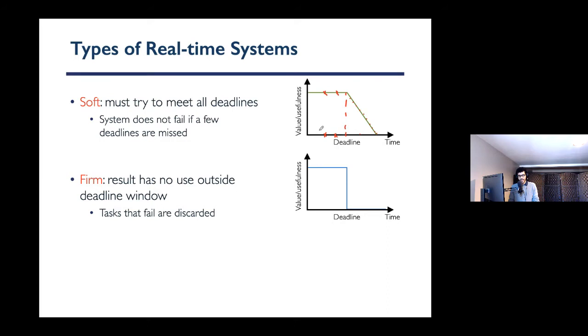Now, compare that to a firm real-time system. In a firm real-time system, again, your task has a deadline. And as long as you finish your task anytime before its deadline, you actually get the full benefit, full utility out of this execution. The value of finishing the task is high. The moment you miss the deadline, even if you finish it, you're not going to get any value out of executing it.